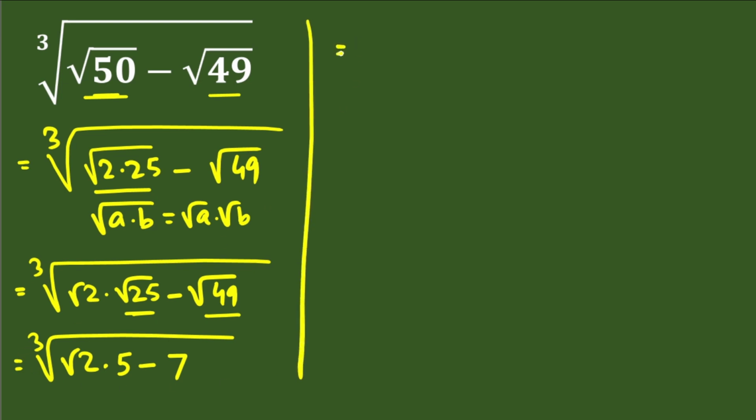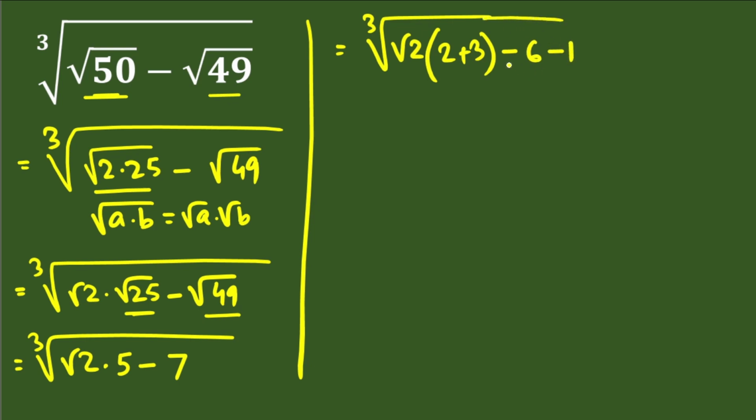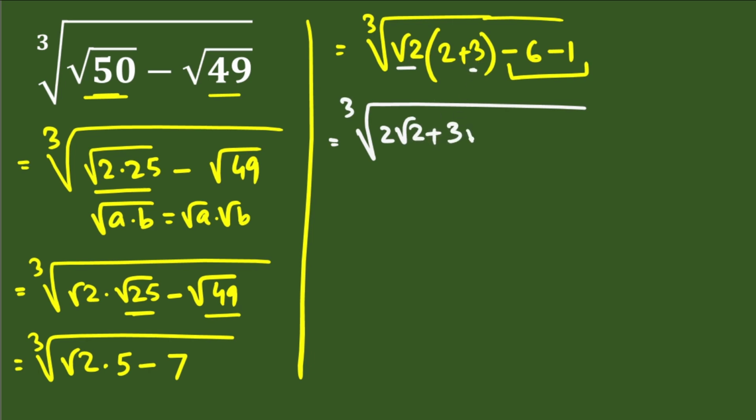So now in the next we'll write it here. The whole is cube root of 3, and here we'll write square root 2 multiplied by 5, we can write 2 plus 3, right? And now we have negative 7, we'll write negative 6 minus 1, so the value of this term will be negative 7. So now in the next we'll write the whole is cube root of 3, and we'll multiply this term by square root 2, so the value of this term will be 2 square root 2 plus 3 square root 2, 3 square root 2.